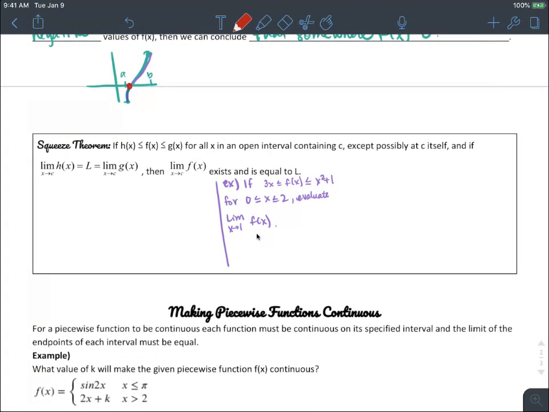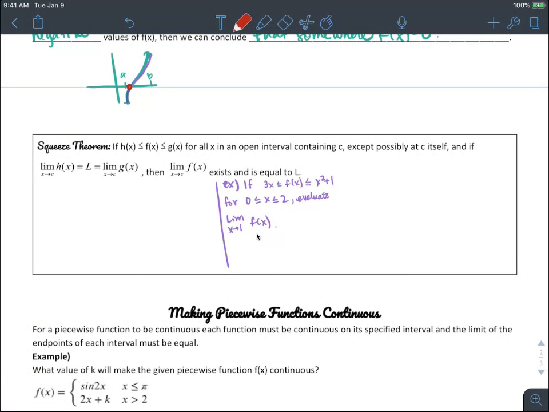Okay, so the squeeze theorem. If I have three functions where h of x is less than f of x is less than g of x on an open interval containing c, except possibly at c itself, and if the limit as x approaches c of h of x equals the limit as x approaches c of g of x, then the limit of the middle function as x approaches c of f of x exists and is equal to that limit. So we need a picture.